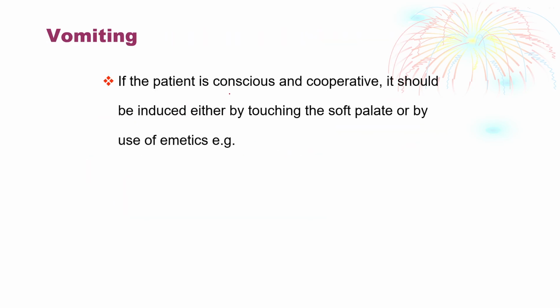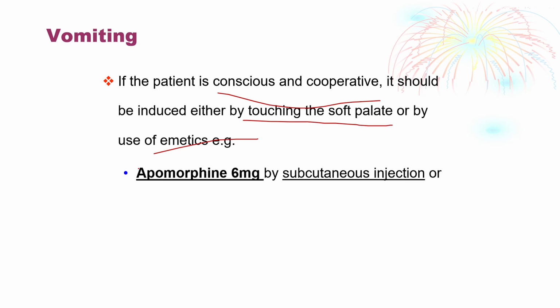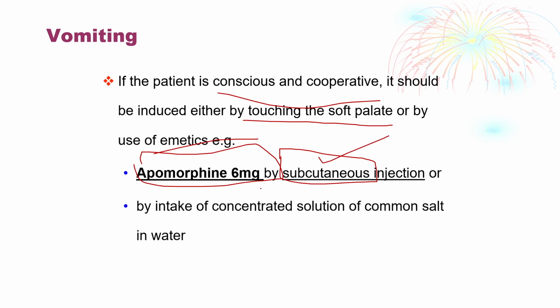Now, vomiting. If the person is conscious and cooperative, just touch the soft palate, and that will induce the vomiting by itself. Or you can use the emetics. The top example for the emetics is apomorphine 4 milligrams subcutaneous. Most of the time it appears in the MCQs: the route of administration of emetic apomorphine 6 milligram is IV, IM, or subcutaneous. One must know that it is subcutaneous. If it's not present, then you can go for the concentrated solution of common salt and water. It will also induce the vomiting.